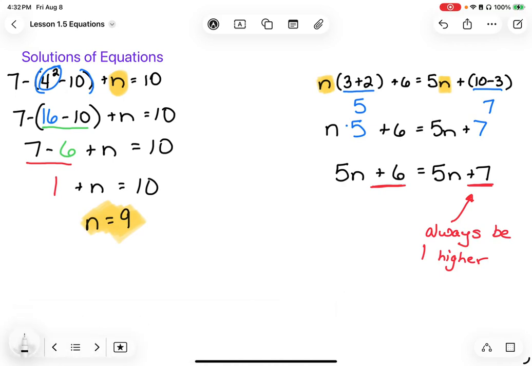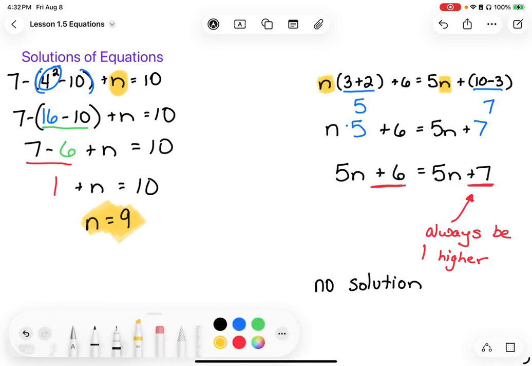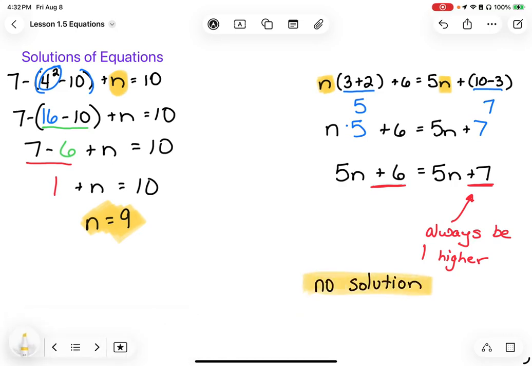So what do I write then if there's no number that will work? Well, this is an empty solution set. There is no solution, and that's what I write for my answer. No solution. No matter what I use for the value of n here, I will not be able to find anything that will make this equation true.